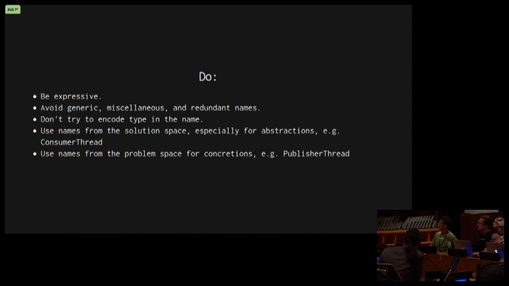Okay, so be expressive. Avoid generic, miscellaneous, and redundant names. Don't try to encode the type in the name. Use names from the solution space, especially for abstractions, like if you have a consumer thread. Use names from the problem space for the concretions. For example, that you have a publisher thread that is a consumer thread.